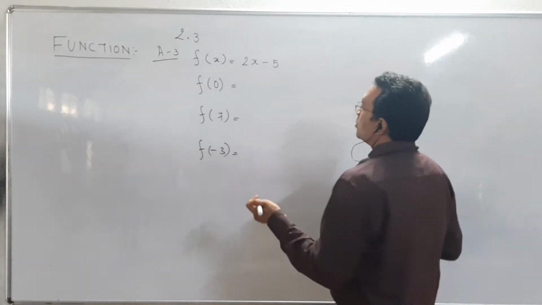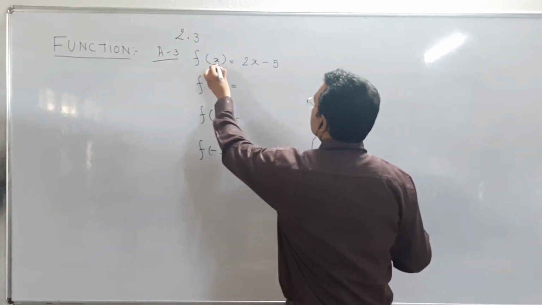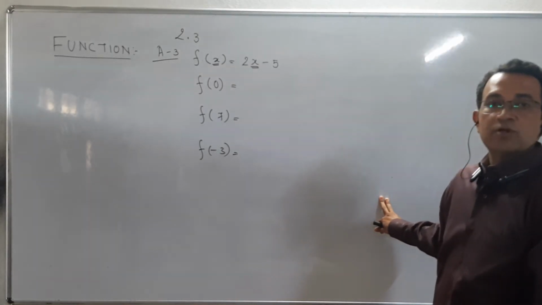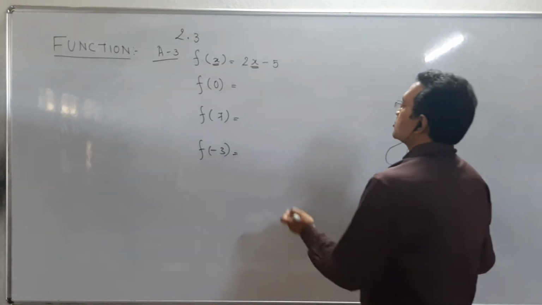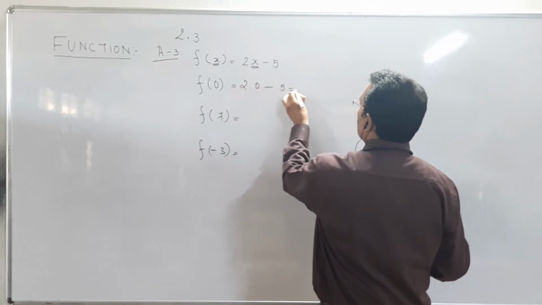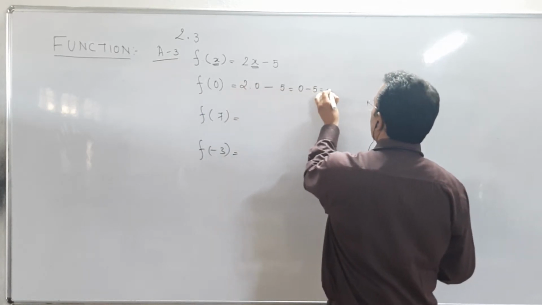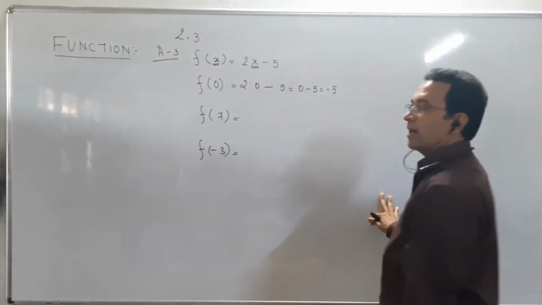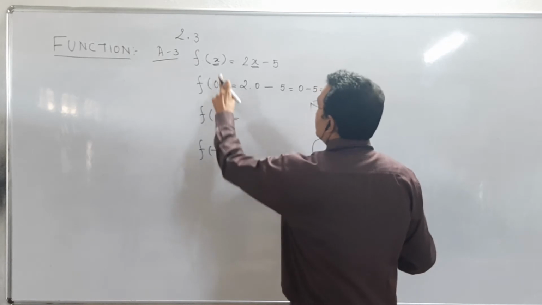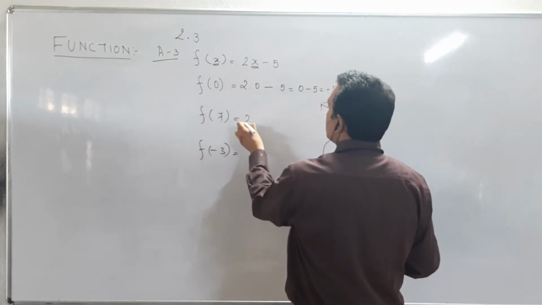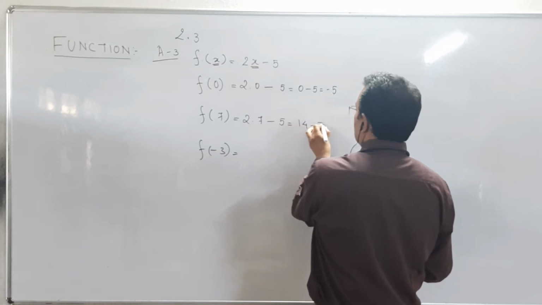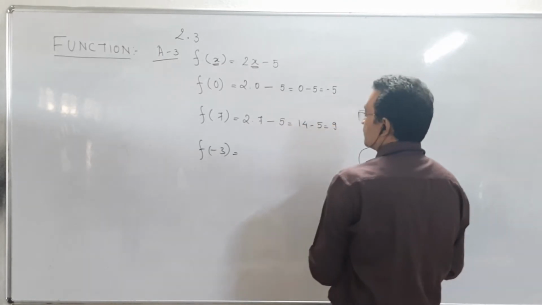f(0) means wherever there is x in the function, replace it by 0. I want to find the image of 0. So this will be 2 into 0 minus 5, which is 0 minus 5, and that is how much? Minus 5. So if I want to find the image of 7, replace this x by 7. So 2 into 7, 14 minus 5. So the answer is 9.